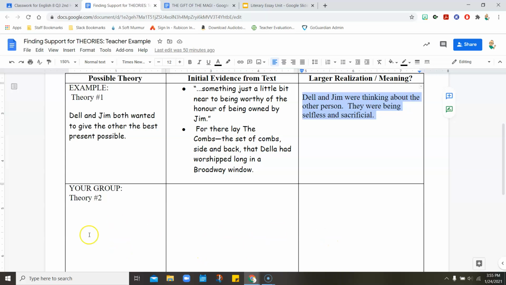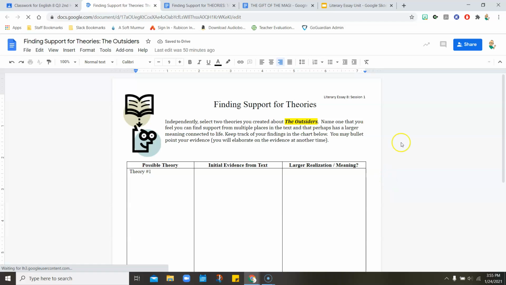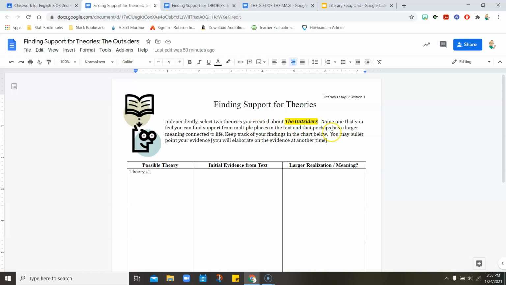And that's all you need to do. Fill in these three things. The thinking part is the toughest part. The writing part is the easy part. Okay? So that's your first step. The second step is thinking bigger about the outsiders. So independently select 2 theories you created about the outsiders.